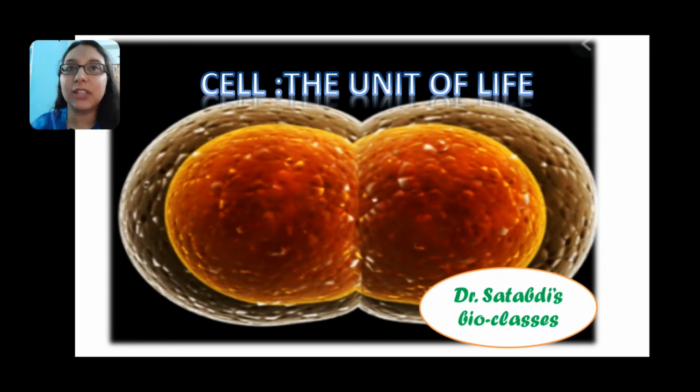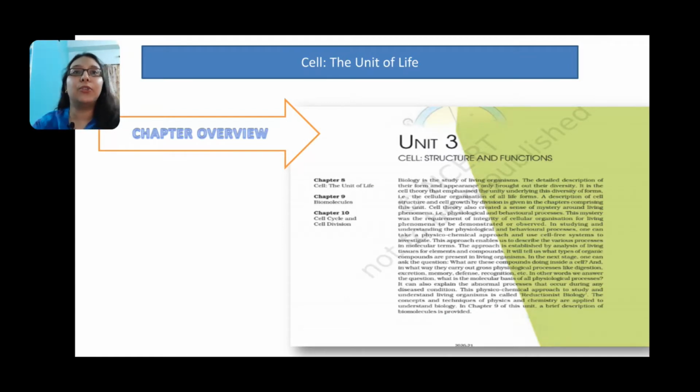Today we are going to start off with our first biology chapter, that is Cell, the Unit of Life. So let's get an overview of this chapter. This is a chapter from the NCERT book of class 11, Unit 3. The first chapter of Unit 3 is Cell, the Unit of Life. We are going to start off with this chapter and gradually proceed into the further details.